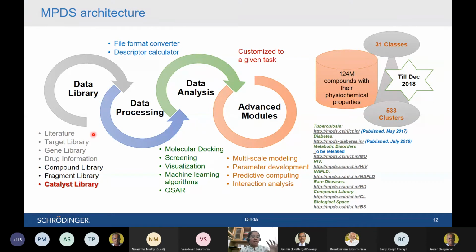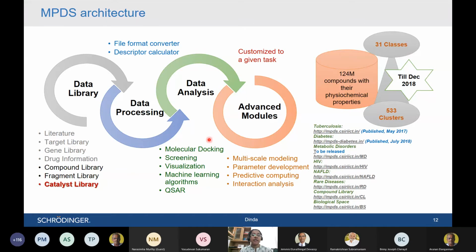And when I say the data library in MPDS, one is the disease-specific web portal, and then another is for the compound library. I'll show briefly what it is. Then another portal is for the fragment library, and there is another one, the catalyst library, which I was working on. I'm still associated with it. And once you have the data, you have to process it so you can analyze it.